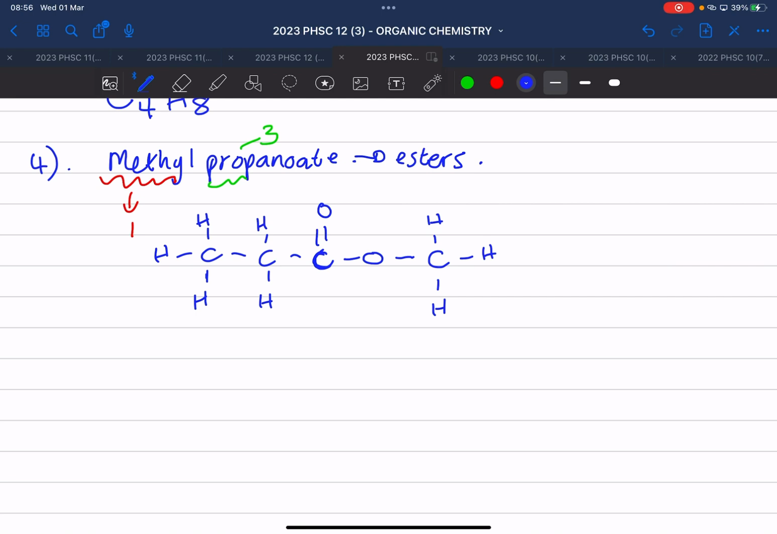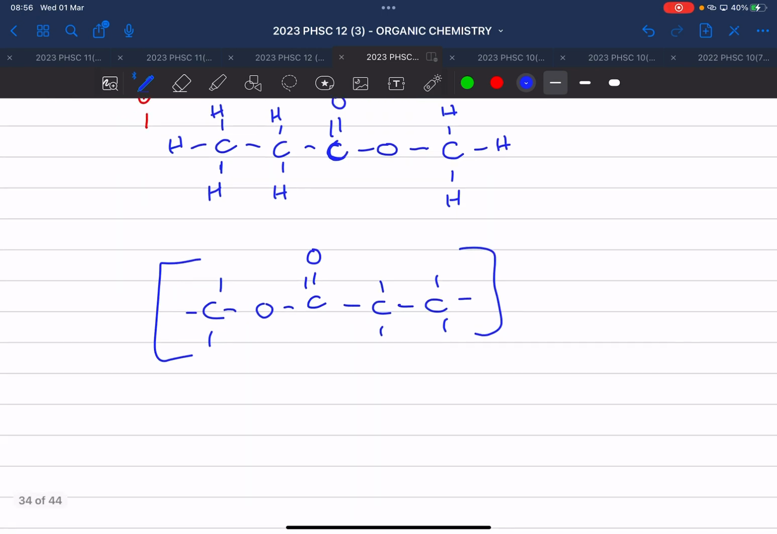Alright, yes, you could have written it in mirror image, right? So then it would be C double bond O, O, C, then C, like that. Okay, methyl propanoate. Right, then question 5 says, write down the structural formula of the functional group of compound C.